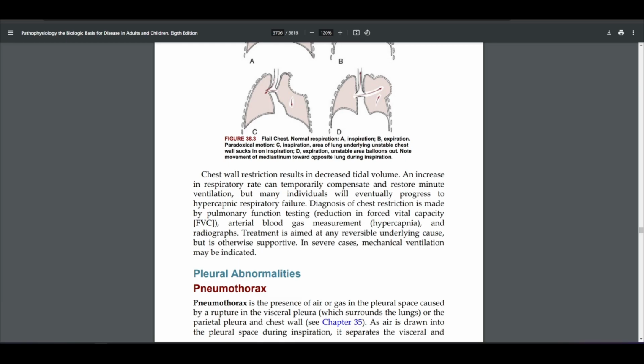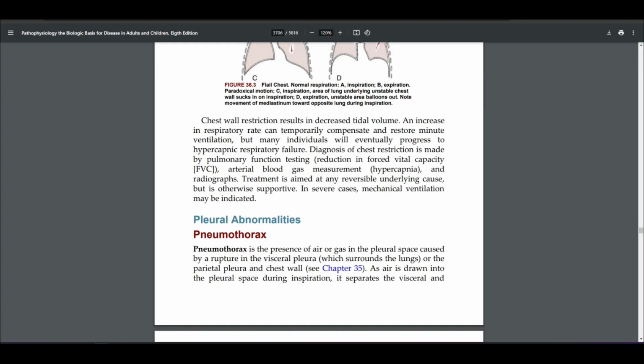The chest wall restriction results in decreased tidal volume. An increase in respiratory rate can temporarily compensate and restore minute ventilation, but many individuals will eventually progress to hypercapnic respiratory failure. Diagnosis of chest restriction is made by pulmonary function testing, arterial blood gas measurements, and radiography. Treatment is aimed at any reversible underlying cause, but is otherwise supportive. In severe cases, mechanical ventilation is indicated.